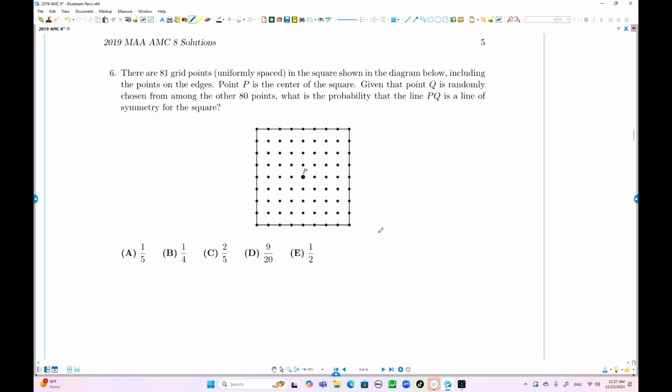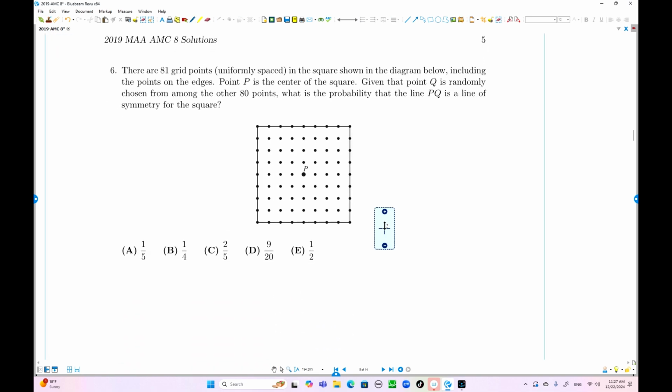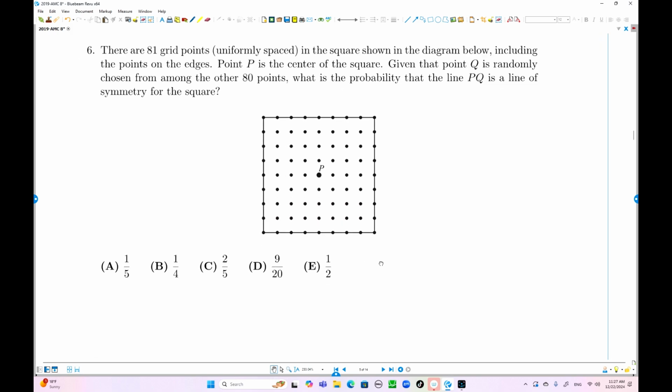Yeah, here we go. Number 6. I'll make it big. So we have a point at center P. Given that point, when you choose a point from among the other points, the total number is 9 times 9, 81, right? So except this one, the rest of the points is 80. What is the probability that the line PQ is a line of symmetry?